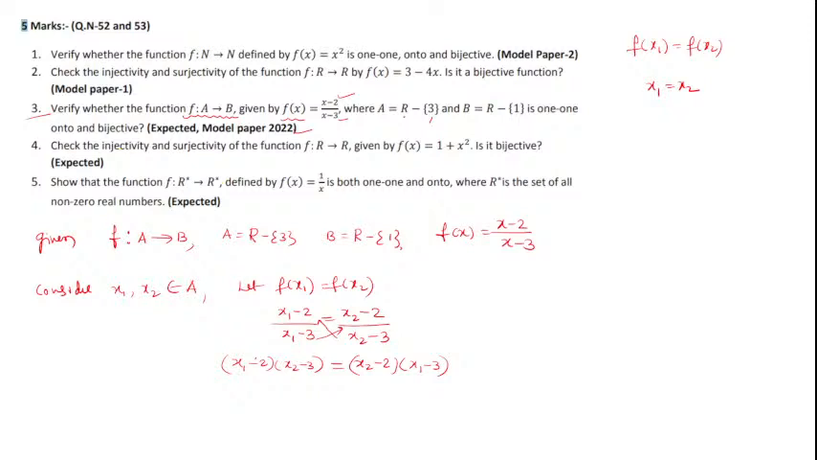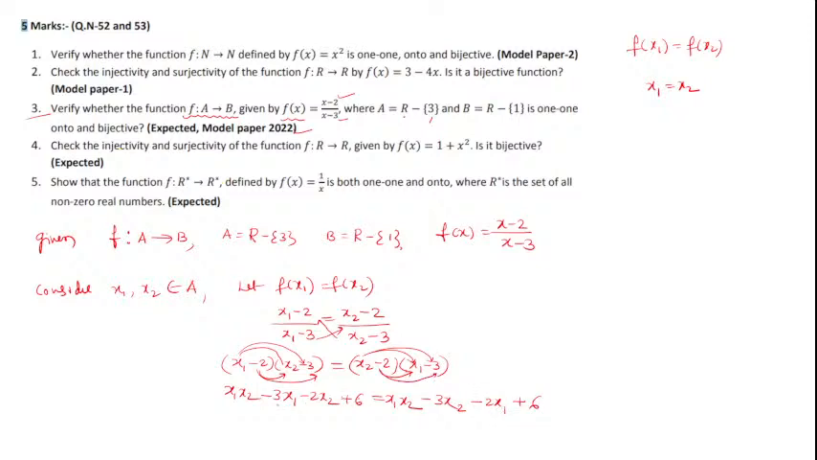Now you have to split these two brackets. It will be x1 into x2, and x1 into minus 3 will be minus 3x1, minus 2 into x2, and minus into minus will be plus, 2 threes are 6, that is equal to again x2 into x1, nothing but I will write x1 x2, into minus 3, that is minus 3x2, minus 2 into x1, it is minus 2x1, minus 2 into minus 3, it will be plus 6.